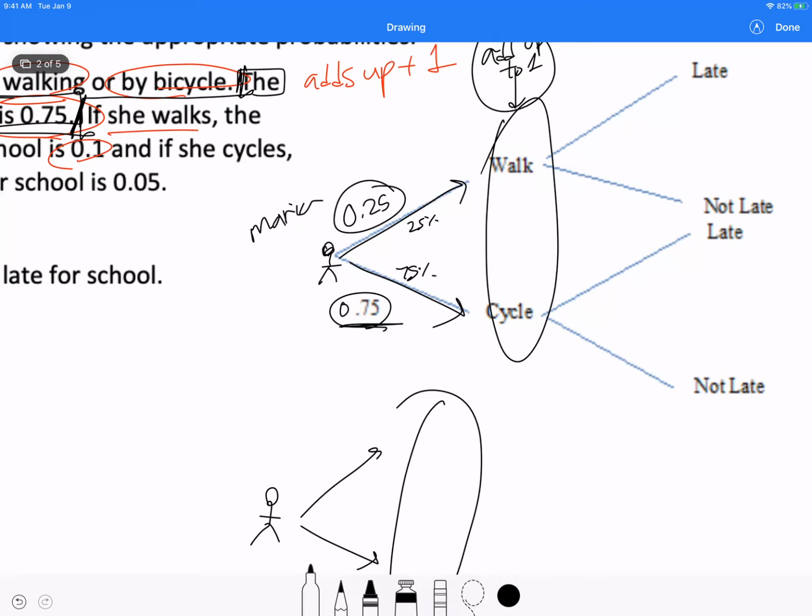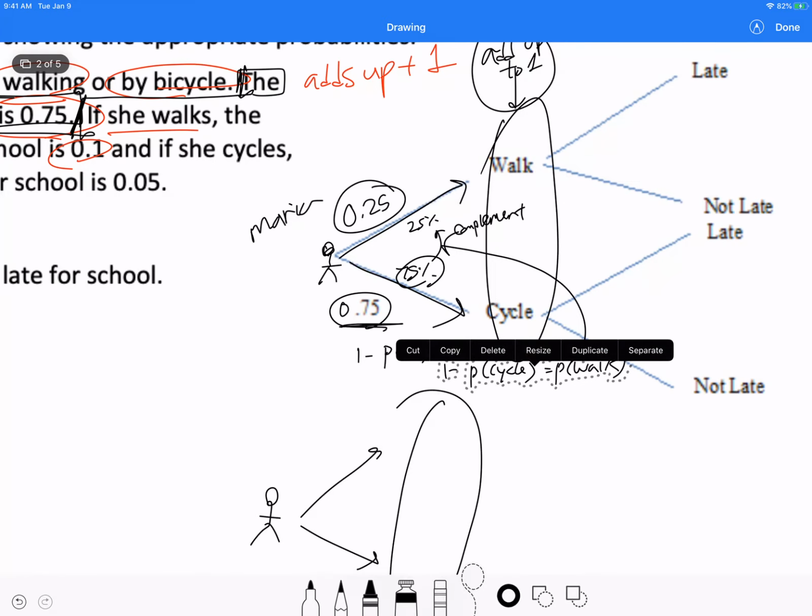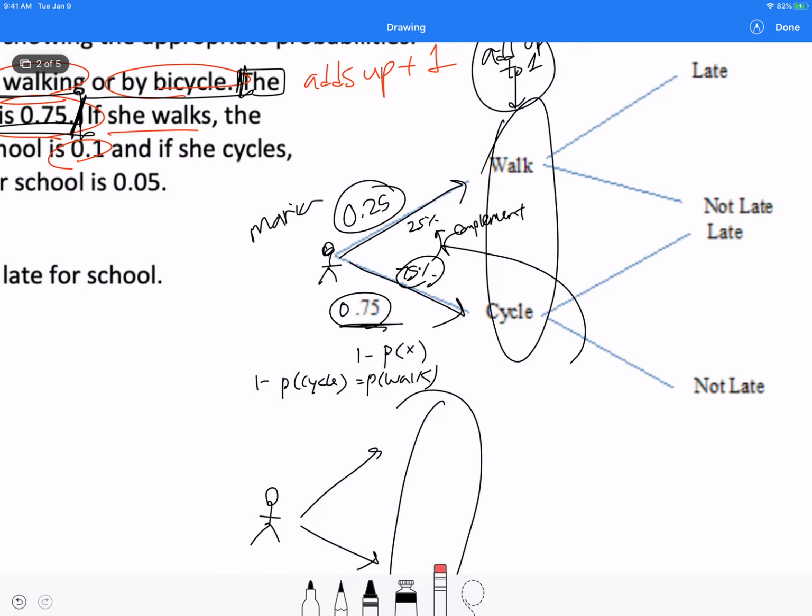That means if one of them is given to us as 75%, the other one should be the complement. I hope you understand what complement means. It's 1 minus the probability of whatever that is. In this case, 1 minus the probability of cycling is the probability of walking. So that should give you the 25% right there. Okay, I'm just going to move this aside, erase this. Now, let's go on to our next sentence.